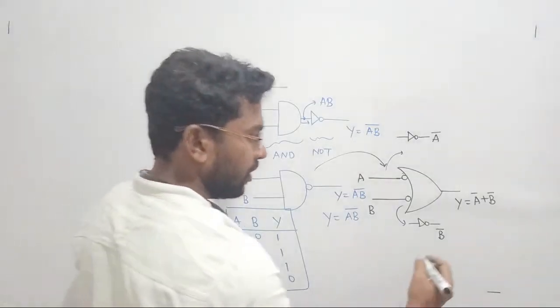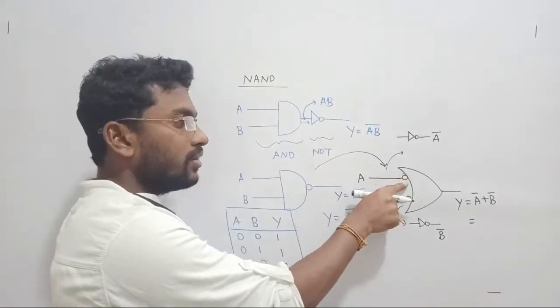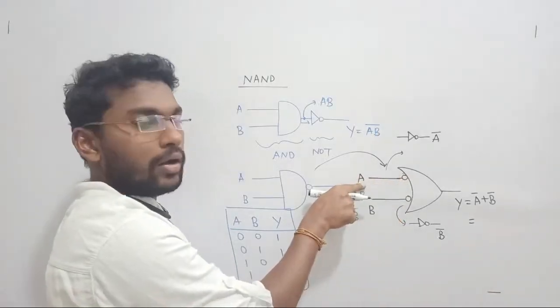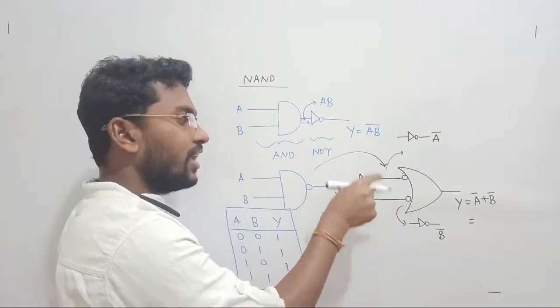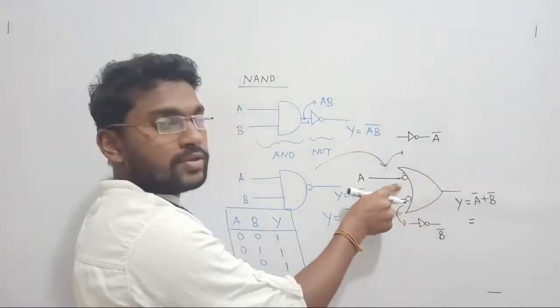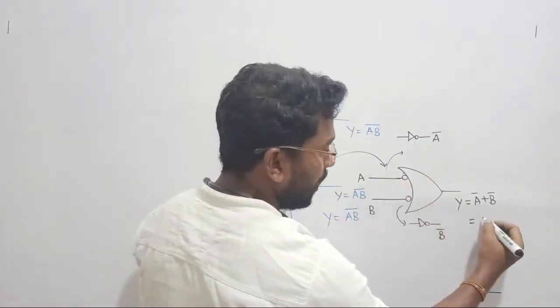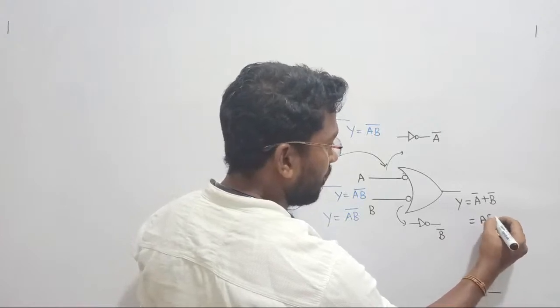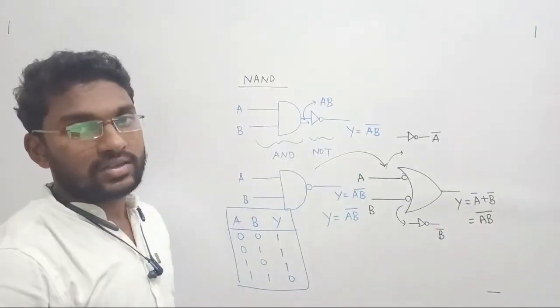Let me introduce you one more thing here. When A passes through this, this bubble will complement this A, and this bubble will complement this B, such that A bar plus B bar is going to be the output of this OR gate. OR gate plus bubble, right? OR gate plus NOT gate will give you A bar plus B bar. This A bar plus B bar can be combined as AB whole bar. That is called De Morgan's law.